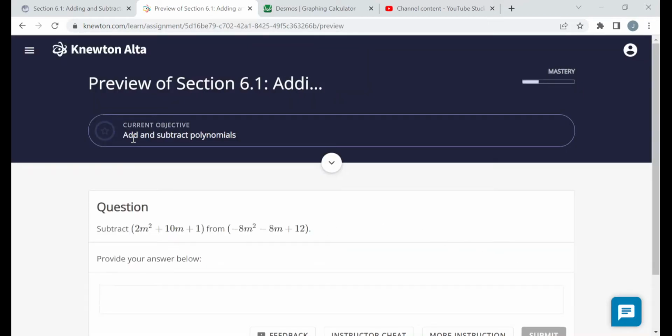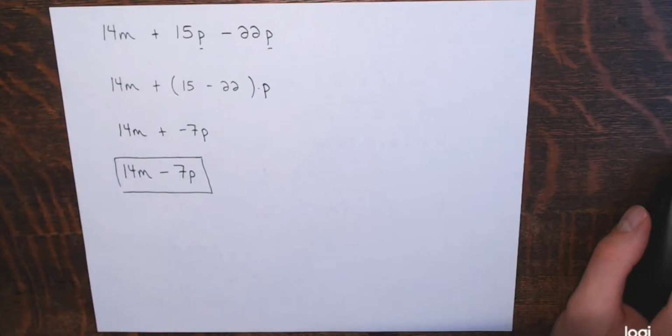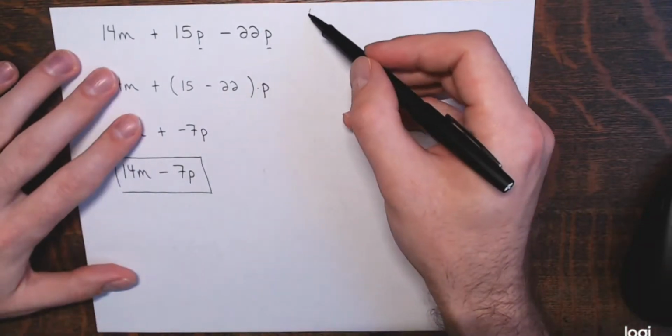Alright, so now we're just adding and subtracting polynomials. Now pay attention to how they're wording this. They say subtract this polynomial from this one. So I'm going to have negative 8m squared minus 8m plus 12, that trinomial, minus this first one. Because when you subtract like 7 from 10, you do 10 minus 7, right? You do the second minus the first. So I'll just do this here. There's plenty of space.